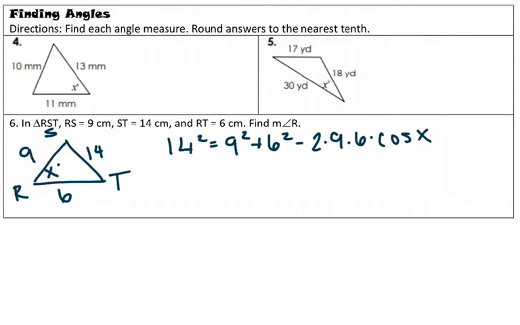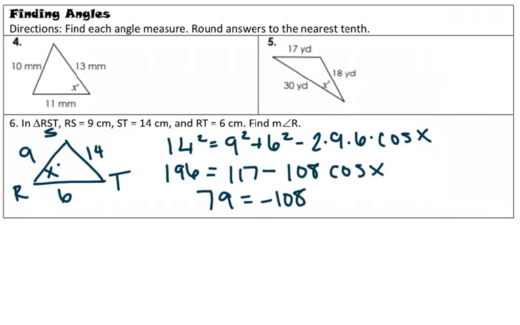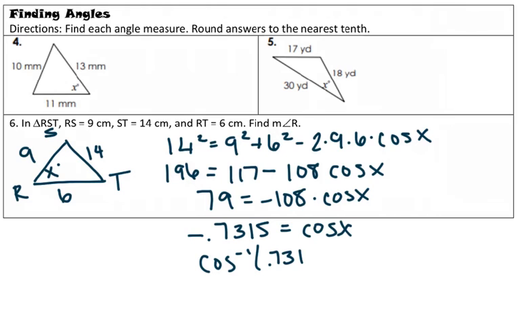And now if you'll just simplify, so get all the numbers together. Okay, and now we're just going to start trying to isolate x. So if you'll subtract 117 from both sides, and then divide both sides by negative 108. And then because you're trying to find an angle, you're going to use the inverted cosine. And then you're just going to type that in your calculator. So you should get 137 degrees.